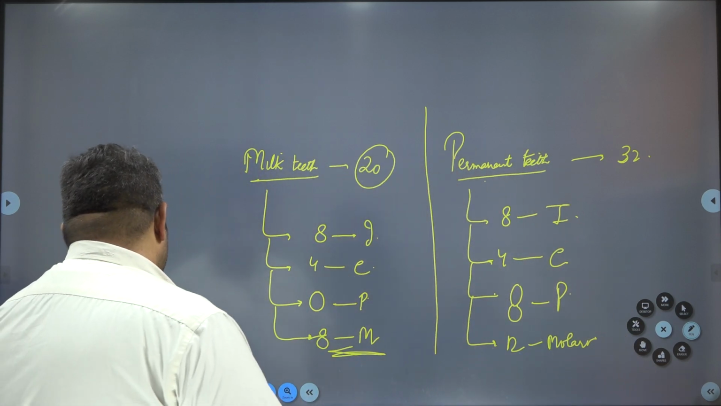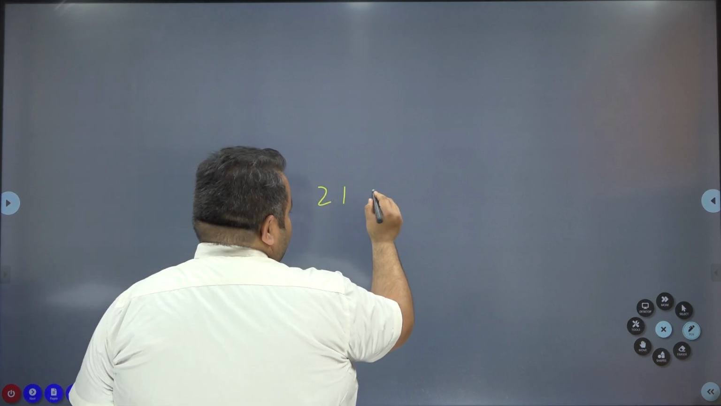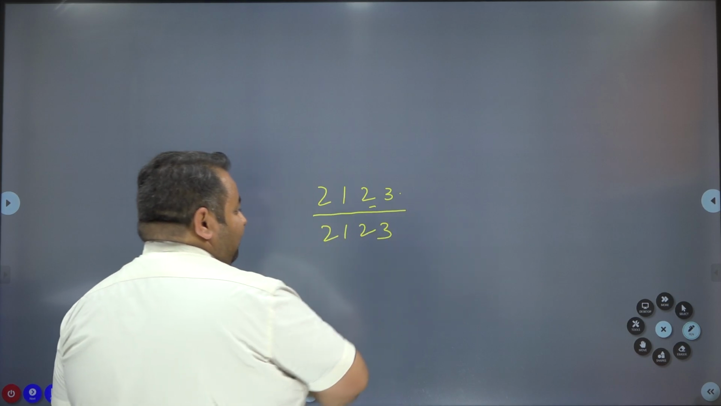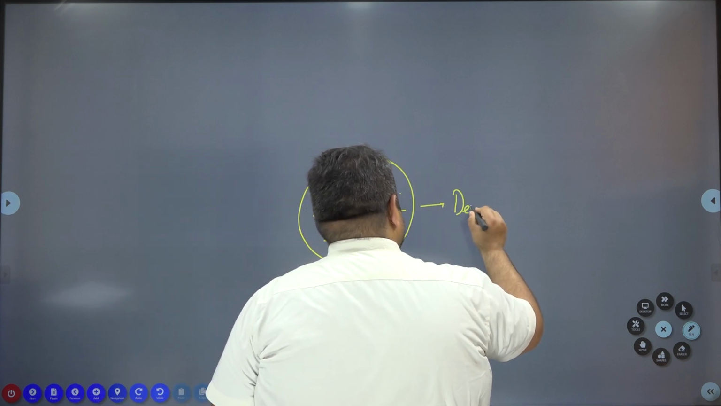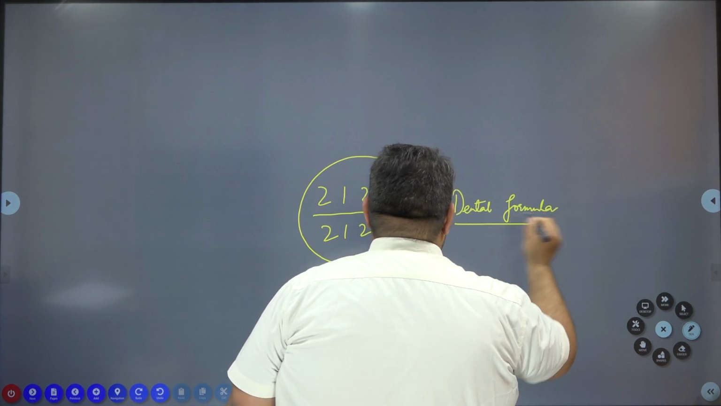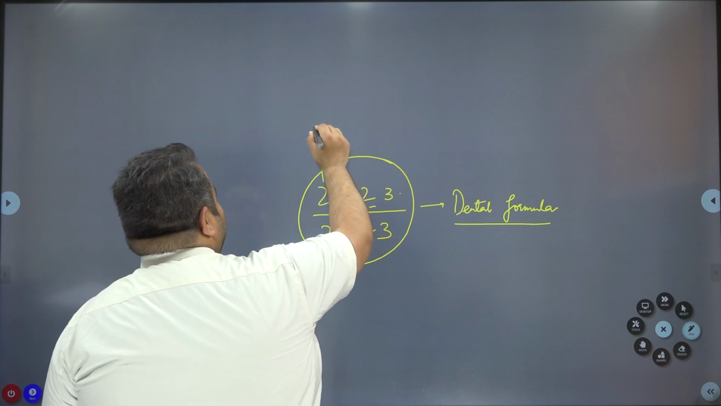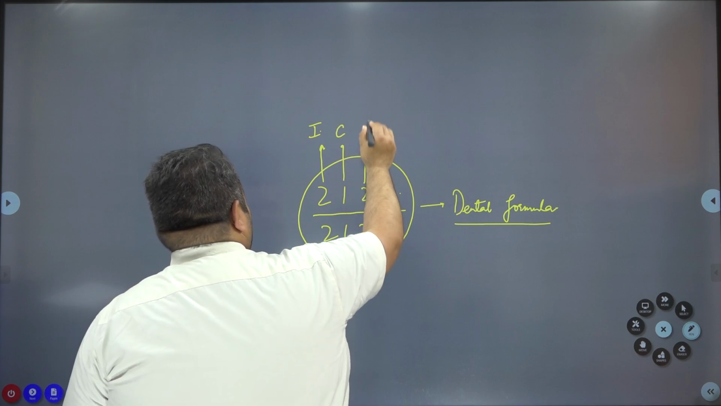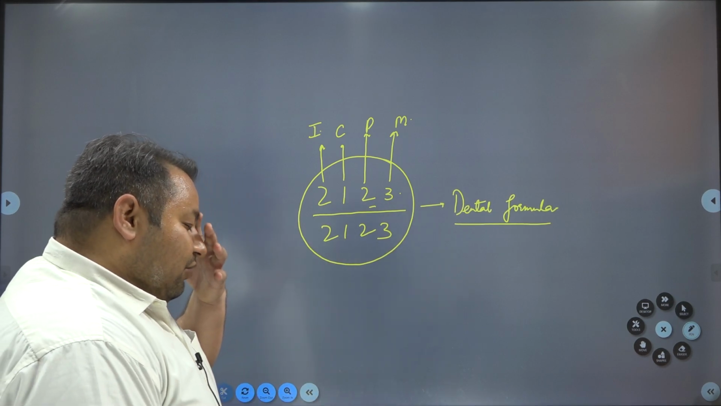Now, the dental formula in humans is 2123 upon 2123. This is the dental formula in humans. It is for one side of the teeth: this 2 here represents the incisors, 1 is the canine, 2 are the premolars, and here we have the molars. That is the dental formula in humans.